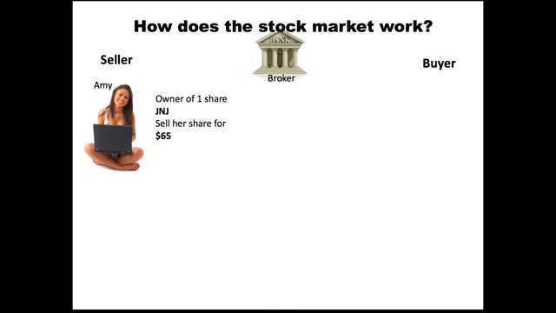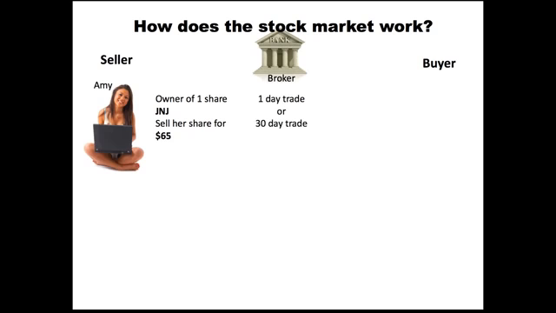So let's take this with one share and one seller to break this down, and you can see how the stock market's really working, and how eventually that market price that you see when you look up a company and it says the market price is $65, this is what's happening. This is what's determining that market price. So let's start off with a seller. Her name's Amy, and she has one share of J&J, which is Johnson & Johnson, and she wants to sell her share for $65.